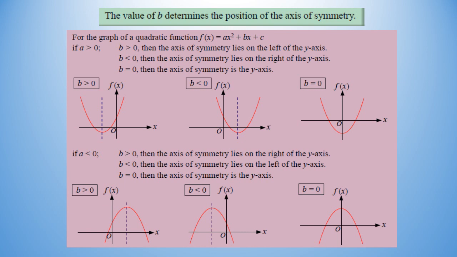How about a is less than 0? A is less than 0, that means it's N shape. Your graph will be in N shape, okay? So if b is greater than 0, the axis of symmetry lies on the right hand side of the y-axis. And then b less than 0, the axis of symmetry lies on the left of the y-axis. And if b equals 0, then the axis of symmetry is the y-axis. So the y-axis is the middle, okay?